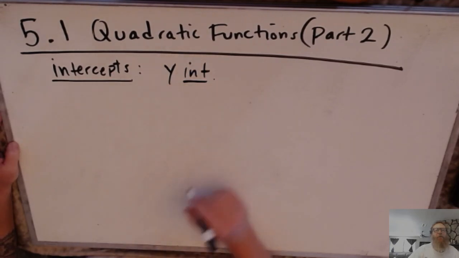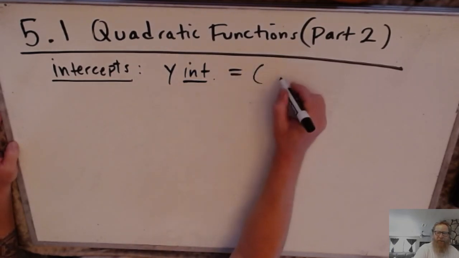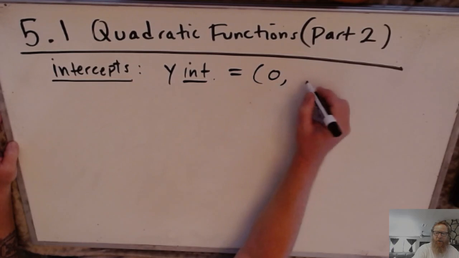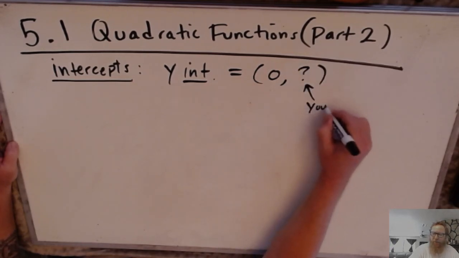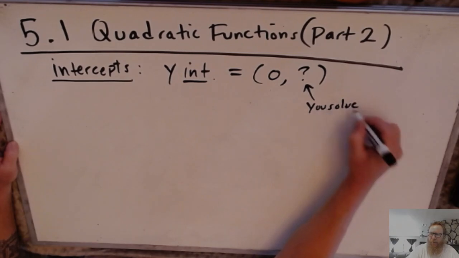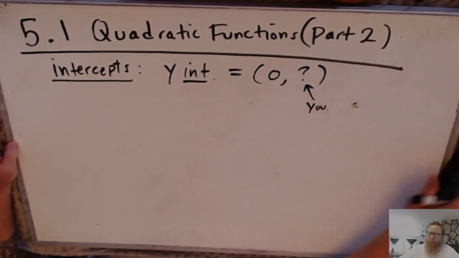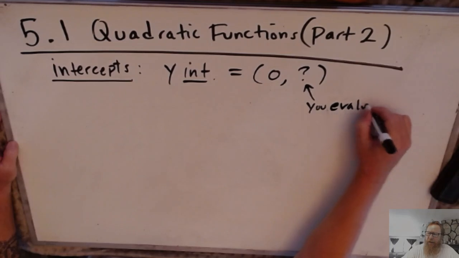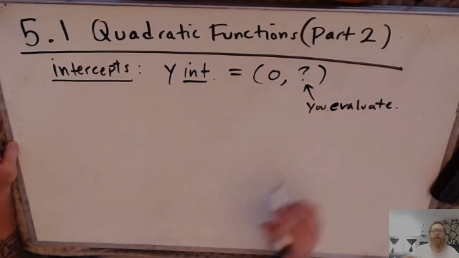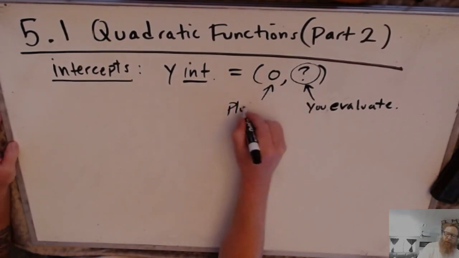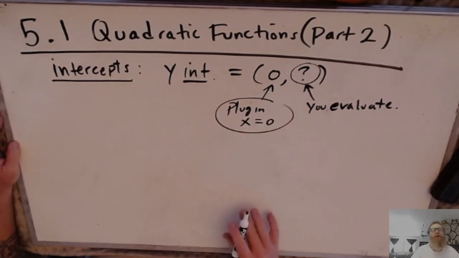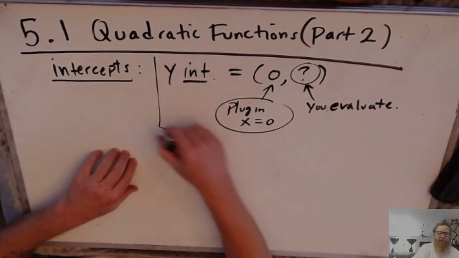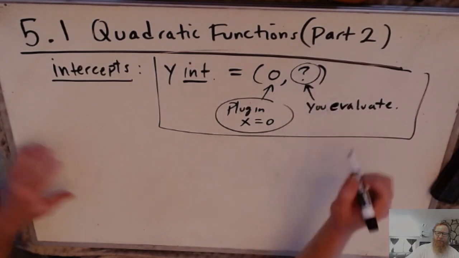That's the abbreviation for y-intercept. The y-intercept is always 0, comma, and then you have to figure out the value. We call that evaluating whatever the y value happens to be. So you essentially just plug in x equals 0. The y-intercept is definitely going to be the easier intercept to do.